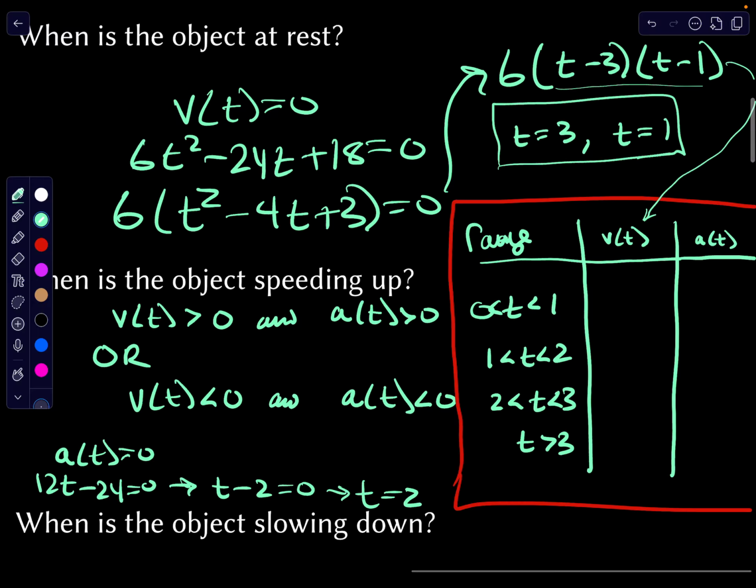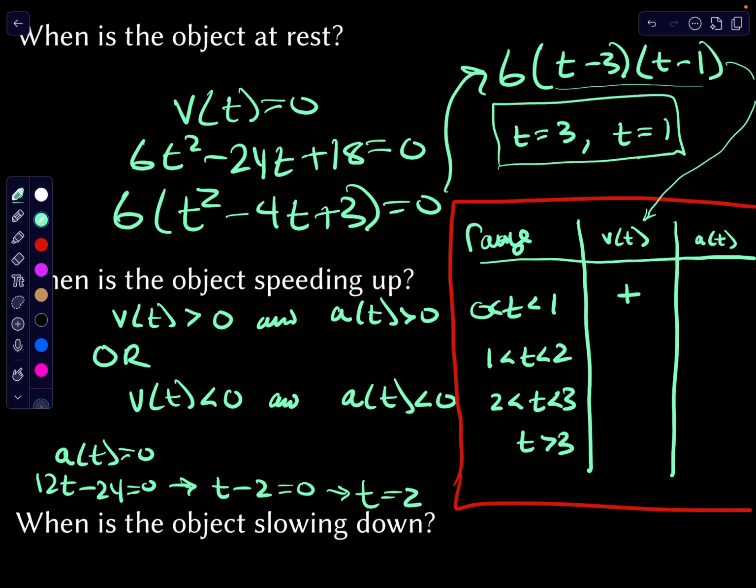So you have positive 6, times a negative, and positive times negative is positive. So I'm just going to put a plus here. I don't know how positive it is, it's fine, just some positive number. Okay, when t is between 1 and 2, we'll do the same thing.